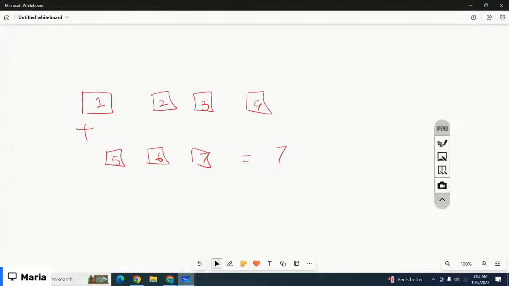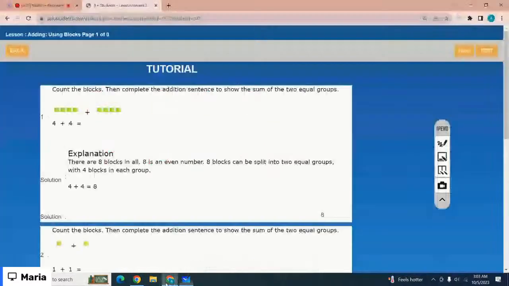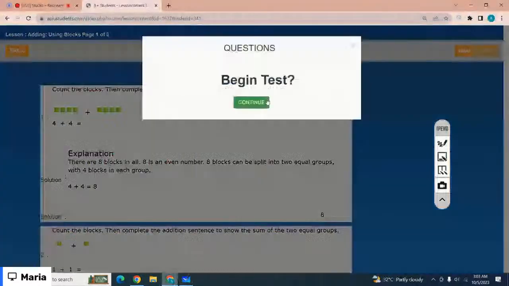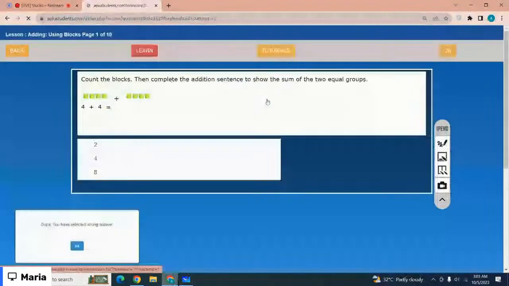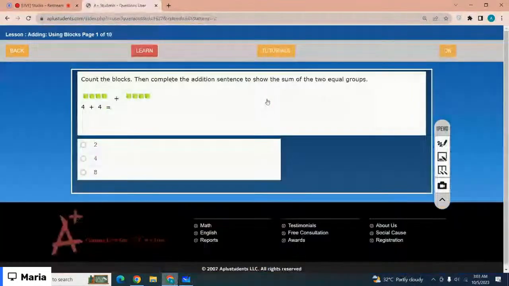So the basic thing is you know how to add, right? You just have to count them all together. So there are 7 blocks. Let's just start with the practice questions. Count the blocks, then complete the addition sentence to show the sum of the two equal groups. So which is the correct option?